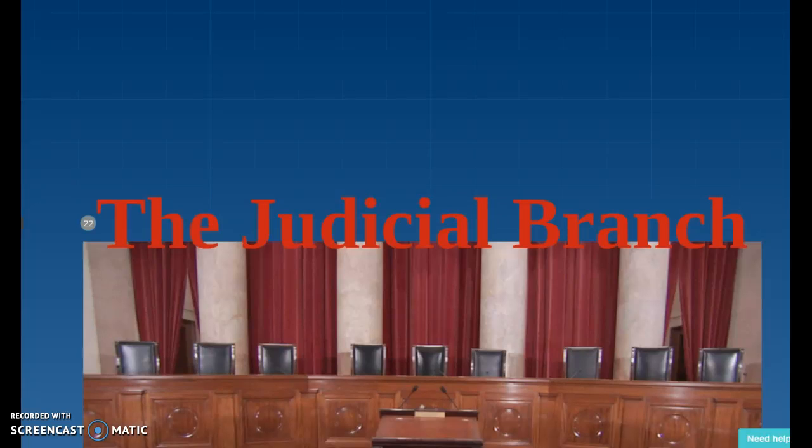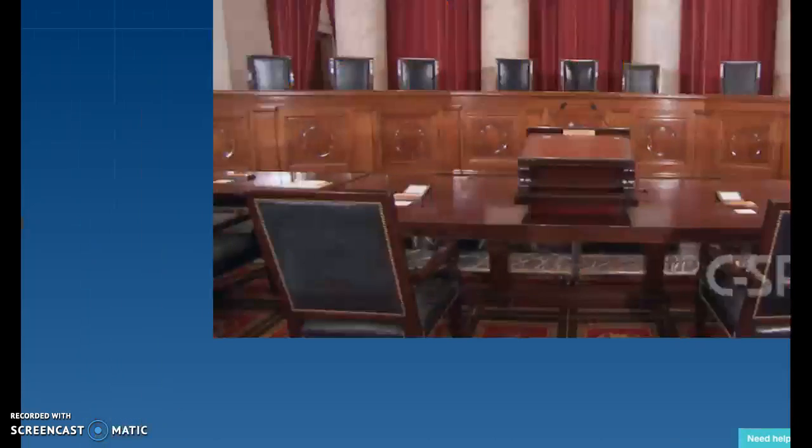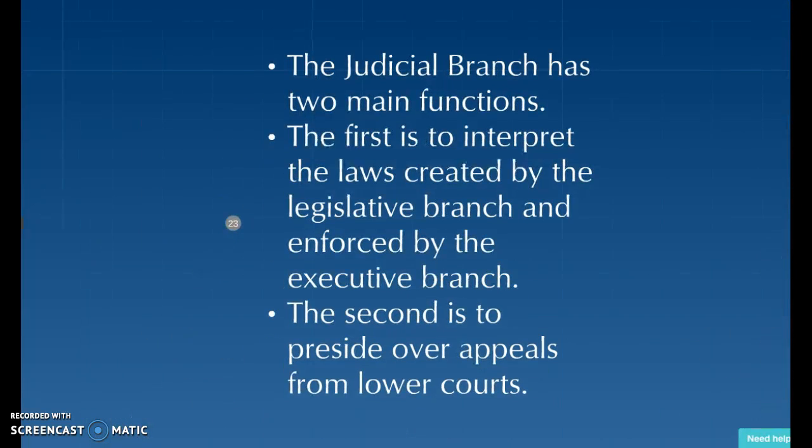Now, we have the third branch, and that's the judicial branch. In the judicial branch, we're going to have two main functions. The first is to interpret the laws created by the legislative branch and enforced by the executive branch, and the second is to preside over appeals from the lower courts. Now, when we say interpret, what we mean by that is that the judges are the ones who are going to understand the laws, and they are the ones who are going to determine the outcomes of these laws. If something is allowed or if something isn't allowed, they're the ones who do that.